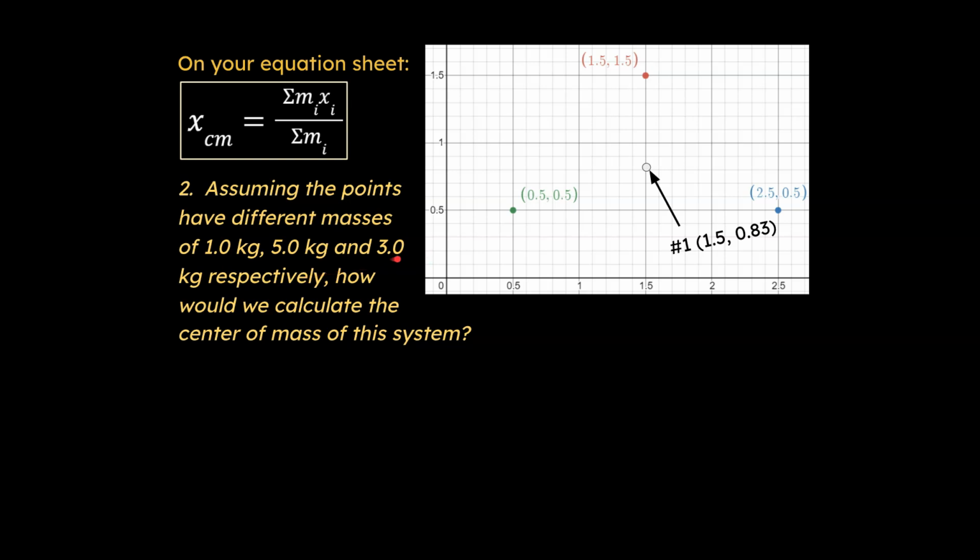And over here, this 3 kilograms corresponds to the blue point, so that's going to drag the average center of mass to the right a bit as well. So we could guess that we'll be up and to the right of where number 1 was, which represents the geometric center of the mass of the system of particles.